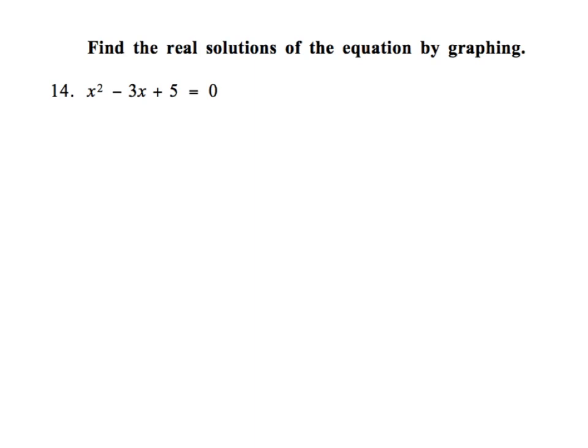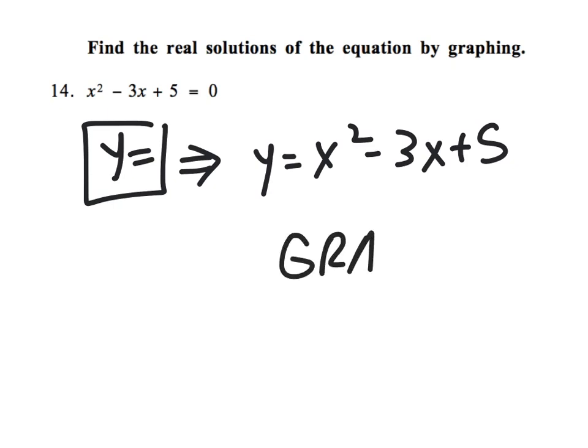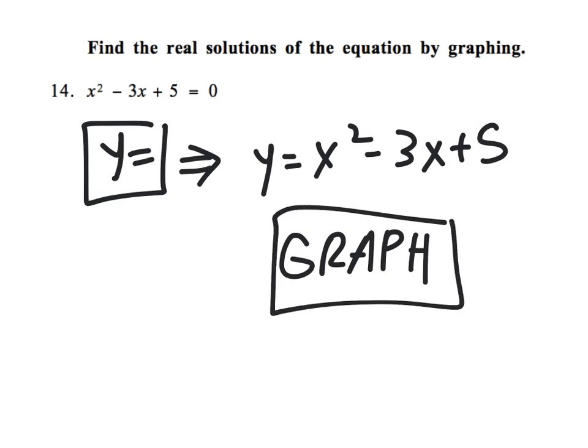So this one, we're finding the real solutions of the equation by graphing. What I would do for this one, on your calculator, I would click the y equals button. After clicking my y equals button, I'm going to type in that equation. So I'm going to type in y equals x squared minus 3x plus 5. And then I'm going to hit the graph button. And what I'm trying to figure out is, where does this graph cross the x-axis? Those are my zeros. Those are my real solutions.